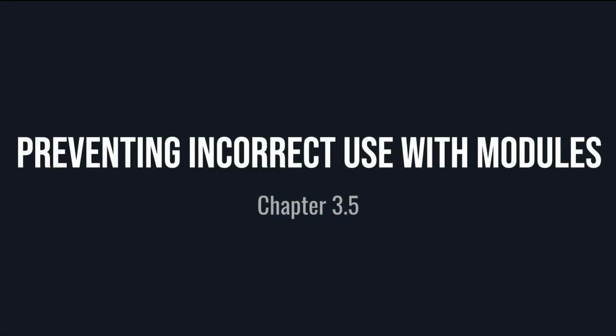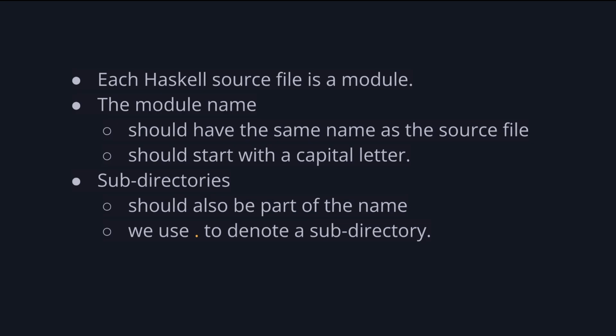In this section, we'll move the HTML generation library to its own module. Each Haskell source file is a module. The module name should have the same name as the source file and should start with a capital letter. Subdirectories should also be part of the name, and we use the dot to denote a subdirectory. We'll see that in the next section.